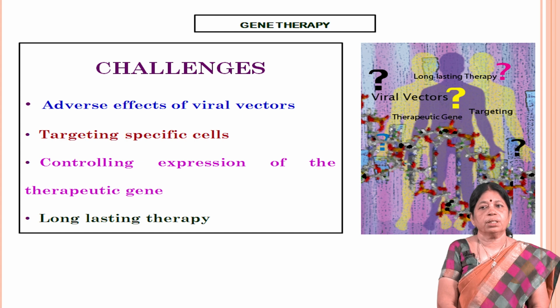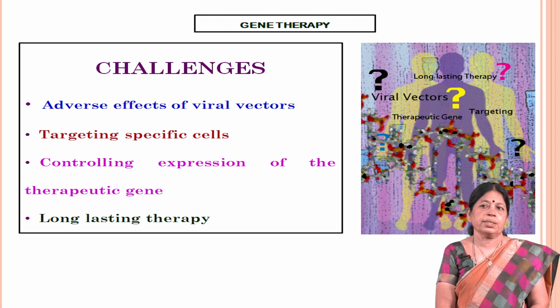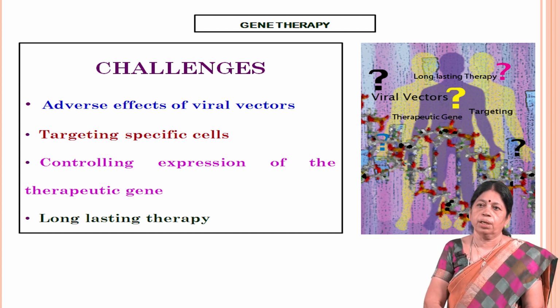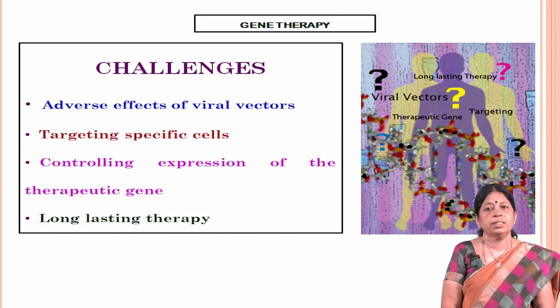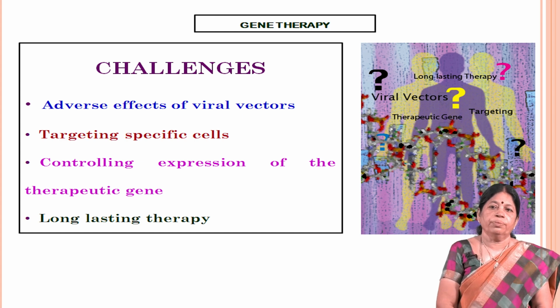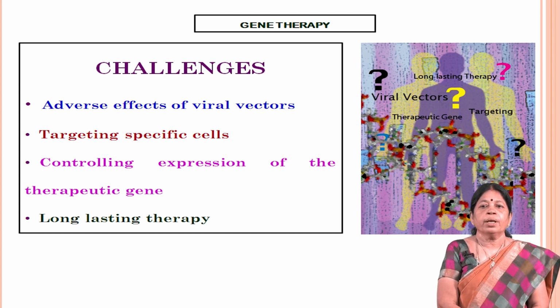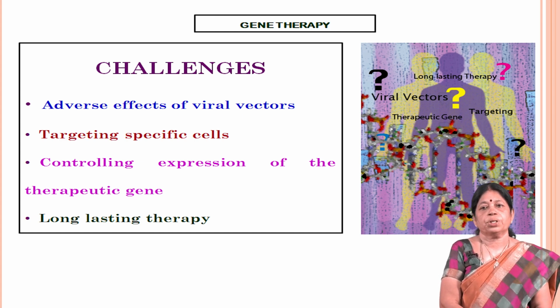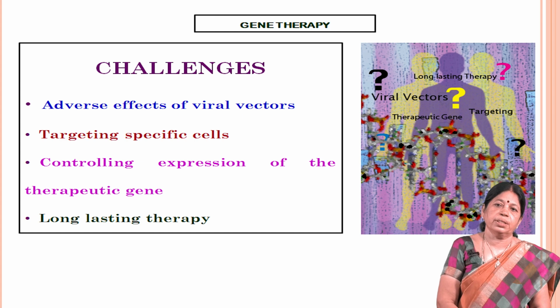These are some of the challenges, because we cannot tell that all the genes we are transferring by gene therapy can be expressed. So for what purpose are we going for gene therapy? Mainly for the expression of the gene, isn't it? So if you are transferring the gene or giving the treatment of the gene, sometimes there may be a problem controlling the expression of the therapeutic gene. So these are some of the challenges we can face at the time of gene therapy.